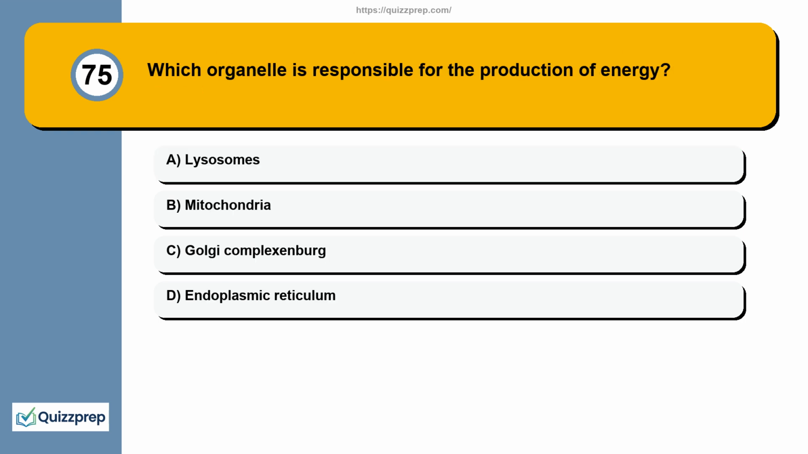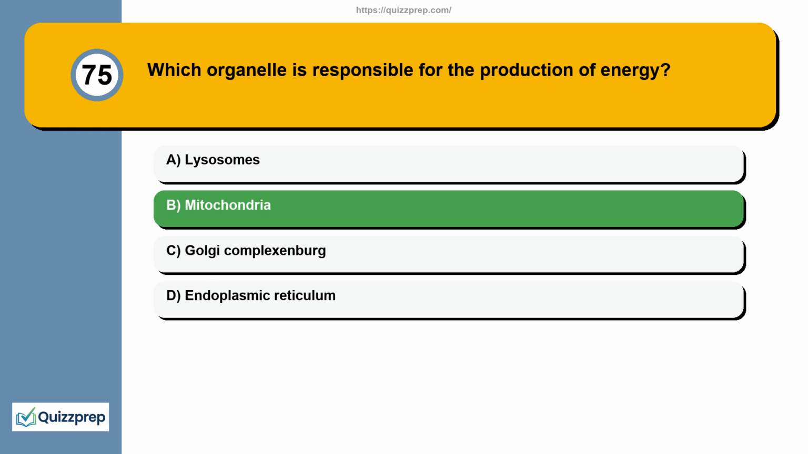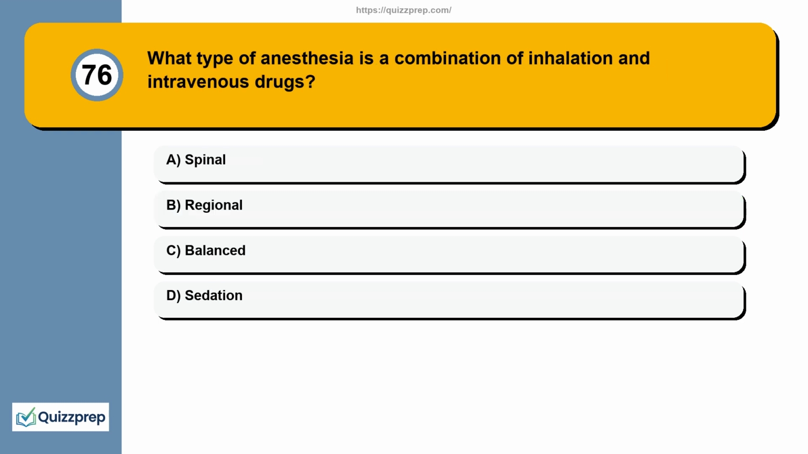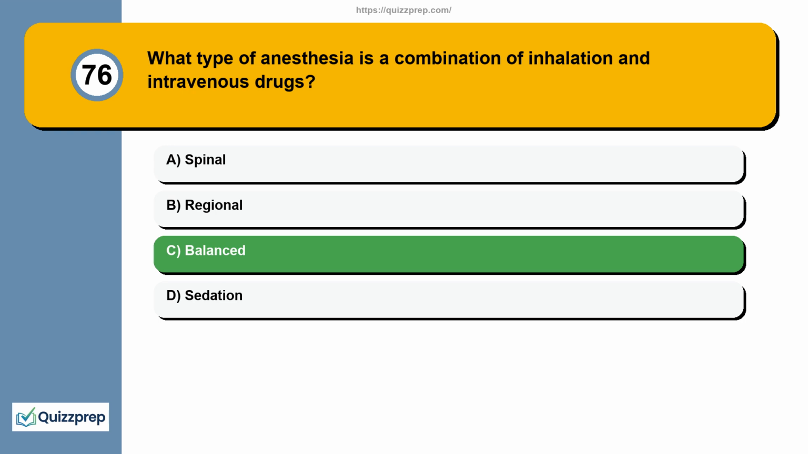Question 75. Which organelle is responsible for the production of energy? Option A, lysosomes. Option B, mitochondria. Option C, Golgi complex. Option D, endoplasmic reticulum. The correct answer is option B, mitochondria. Question 76. What type of anesthesia is a combination of inhalation and intravenous drugs? Option A, spinal. Option B, regional. Option C, balanced. Option D, sedation. The correct answer is option C, balanced.